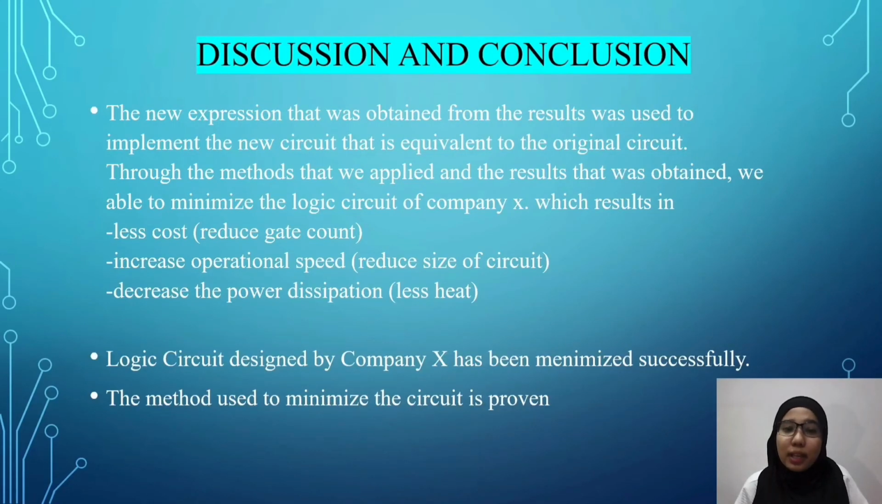As a discussion and conclusion of this project, the new expression that was obtained from the result was used to implement the new circuit that is equivalent to the original circuit. Through the method that we applied and the results that were obtained, we are able to minimize the logic circuit of company X, which results in less cost, increased operational speed, and decreased power dissipation. The logic circuit designed by company X has been minimized successfully and the method used to minimize the circuit is proven.